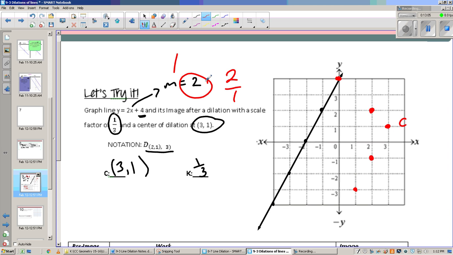Oh, sorry. Gosh, sorry guys. I didn't mean to mess you up. Remember, we're starting, it's not from C, it's from the new point. Sorry about that. So we're going down 2 to the left 1, down 2 to the left 1, down 2 to the left 1.